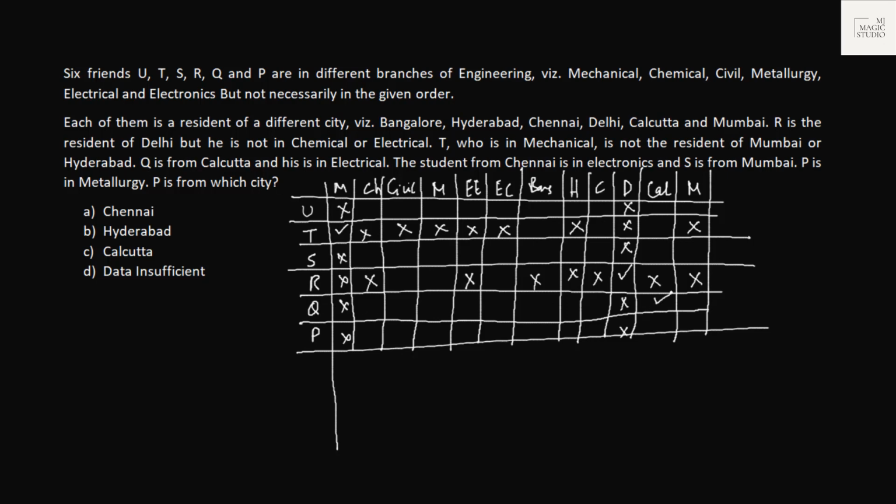Q is from Kolkata, Q is from Calcutta, crossing over, which is not applicable. And he is in electrical, Q electrical. At the end we will get our boxes free. A student from Chennai is in electronics. Electronics is from Chennai. T is not in electronics. That means T is not from Chennai. Bingo. T is from Bangalore.